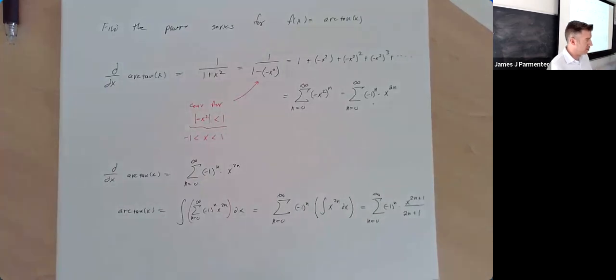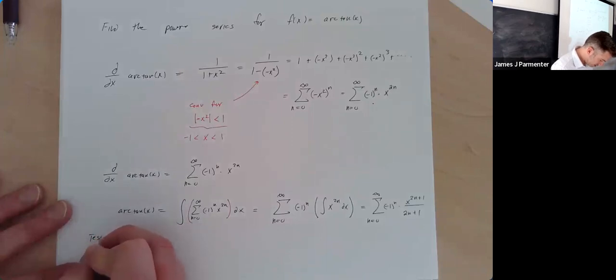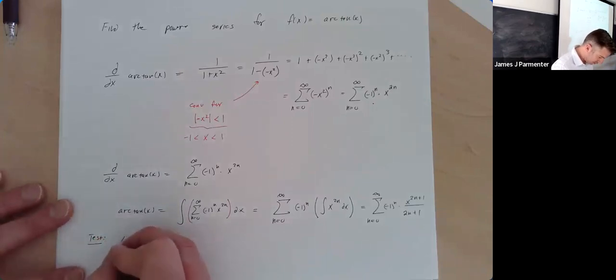Now, here's the thing. Last time we did the ratio test to see what the interval of convergence was. This time we don't have to do that because of the theorem we just said. The interval of convergence is the same. It's also going to be negative 1 to 1. We just have to test the endpoints. So let's test x equal to negative 1 first.